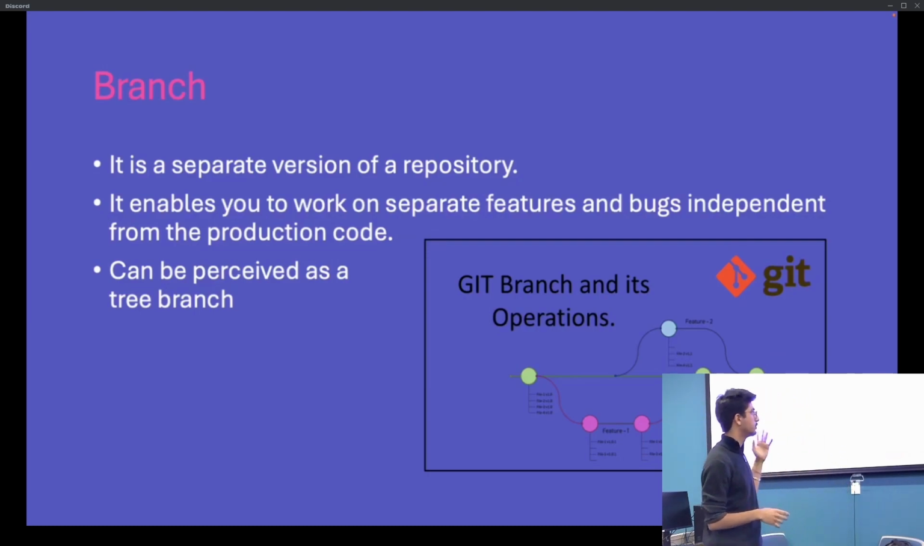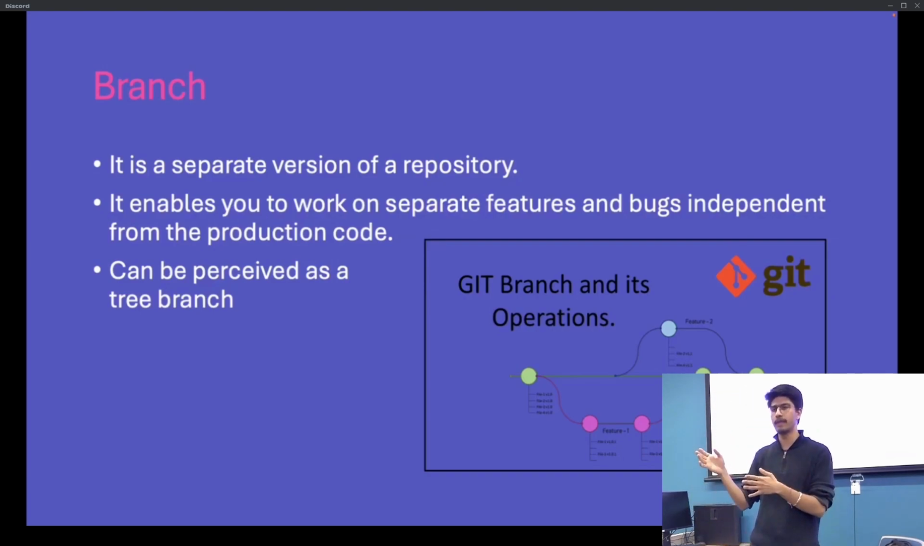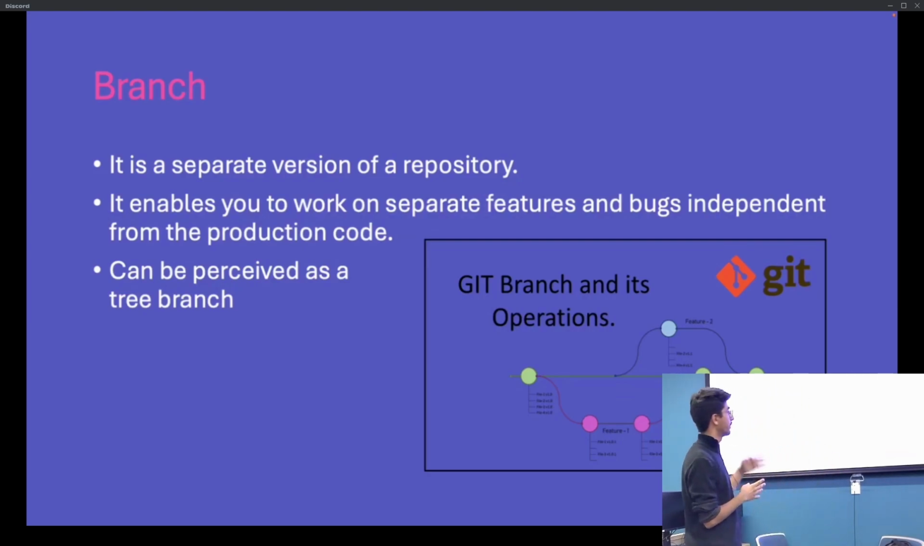So by having a branch, you can work on individual parts independent from that and without risking modifying any of the code, breaking any features, any of that stuff. So branches are really useful. They're the kind of bread and butter for Git. And you can think of them like a tree branch.